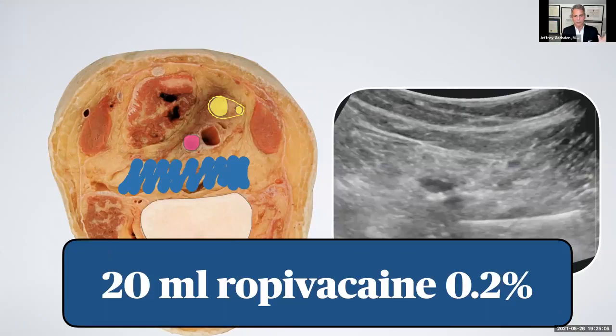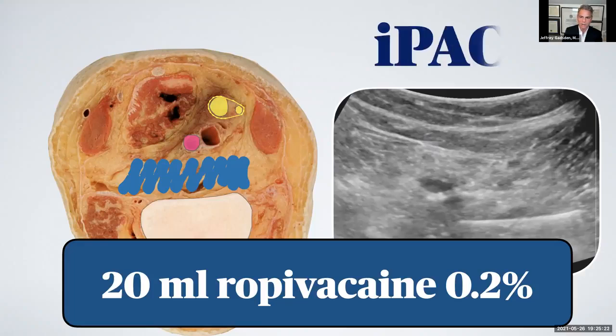20 mils is a good volume. This is not the block that hurts. This is not the part of the knee that hurts them the most after knee surgery. So I don't need to hammer this. Plus, I think there are some reports of higher concentrations and higher volumes sneaking up to the tibial or peroneal nerves and giving some degree of motor block.